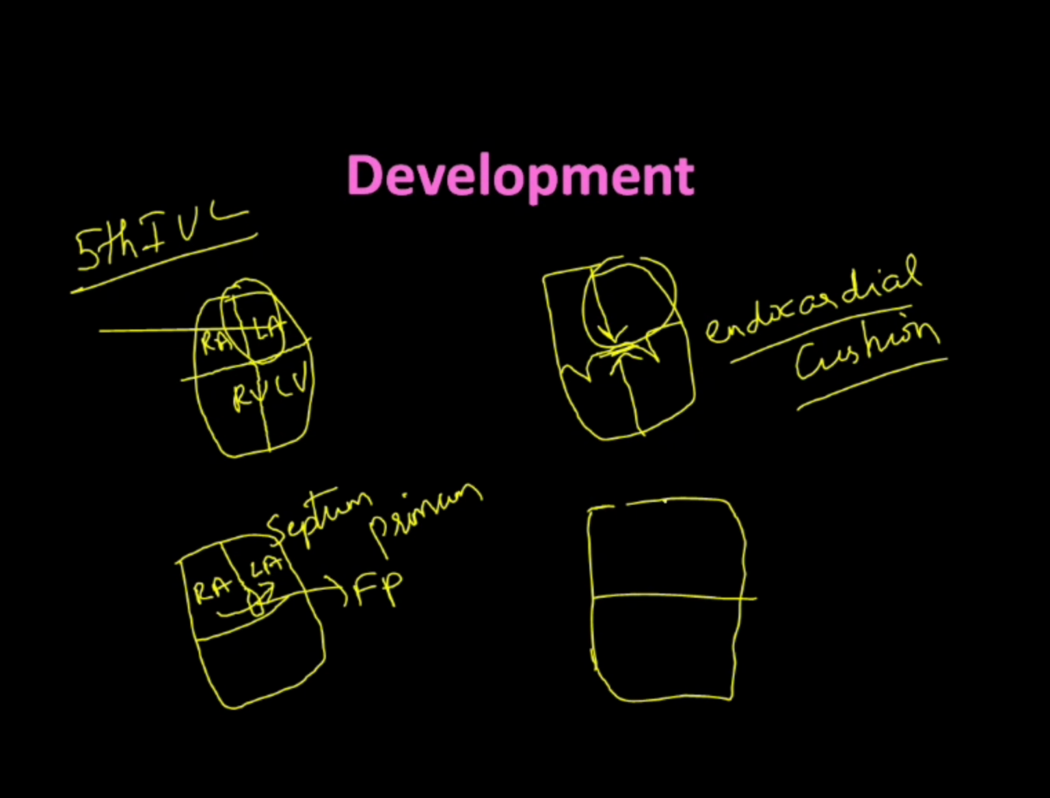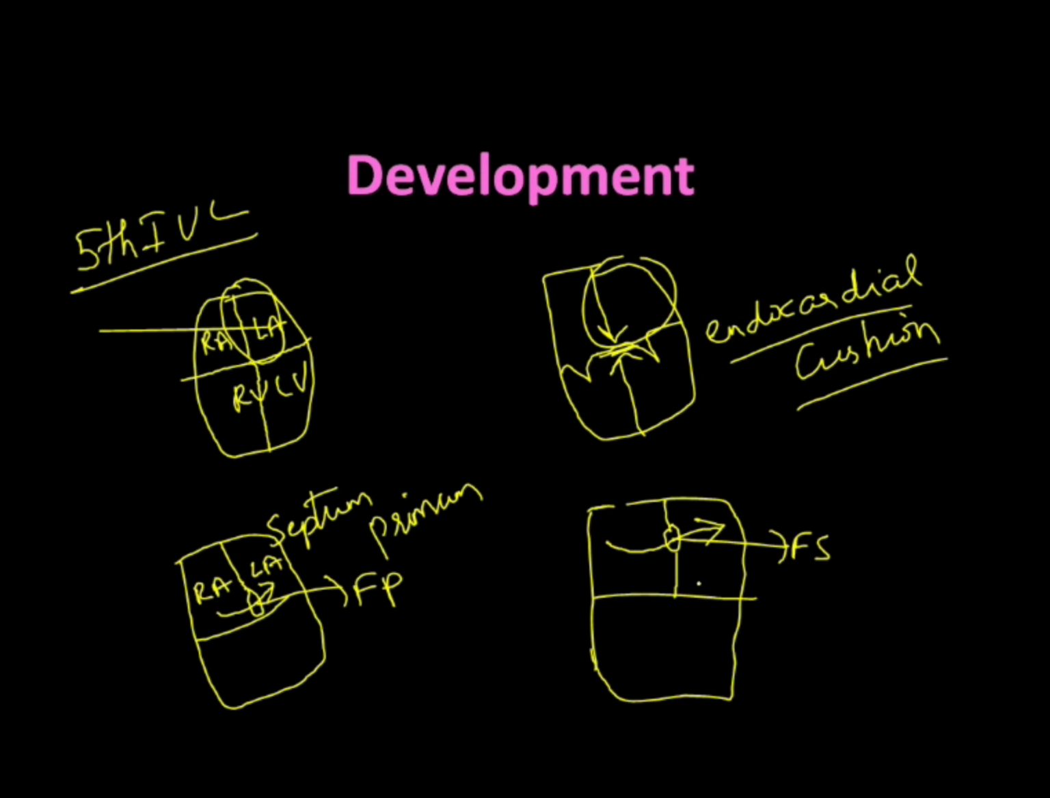Now as the septum primum grows down, the upper part degenerates and forms a foramen called foramen secundum. What is the purpose of this? This allows the blood to move from right atrium to left atrium. And the foramen primum is closed because of the growth of your septum primum towards the endocardial cushion.